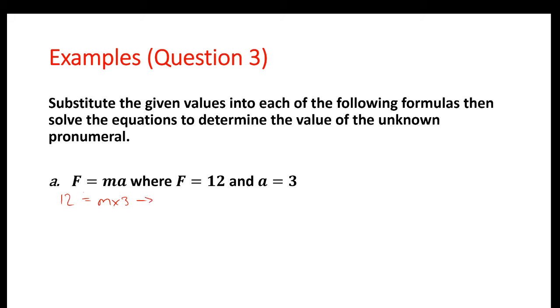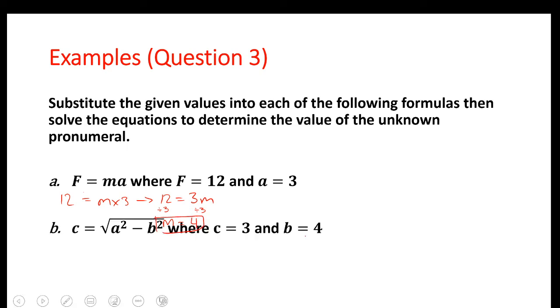Now I can rewrite M times 3 as 12 is equal to 3M. To get the M by itself, we know that we need to divide both sides by 3. And that leaves me with M is equal to 4. So M is equal to 4.